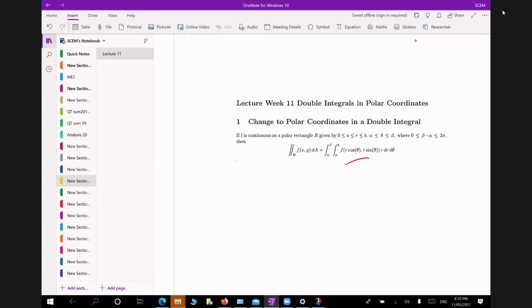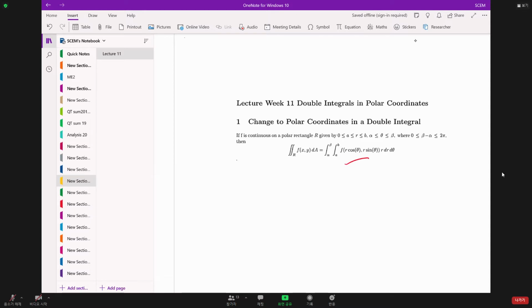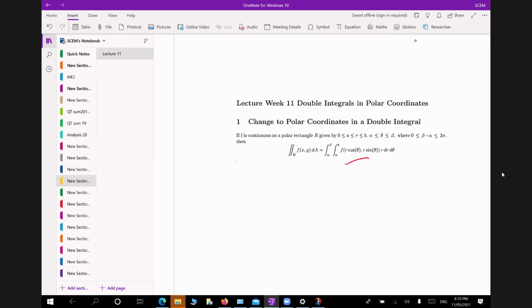And one thing you must remember is this. This is called the Jacobian. R is the Jacobian here, and you have to remember where this R term comes from. But you will see exactly how effective this is when we work through problems. So the first thing you must do is this.